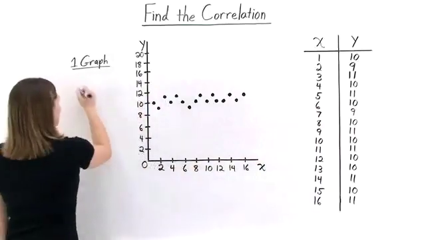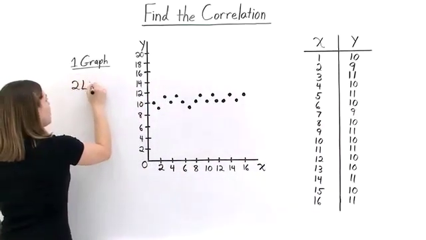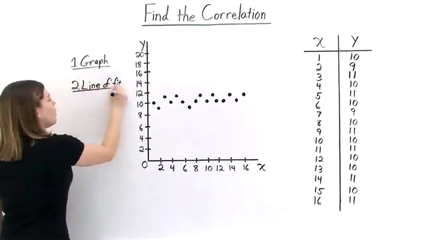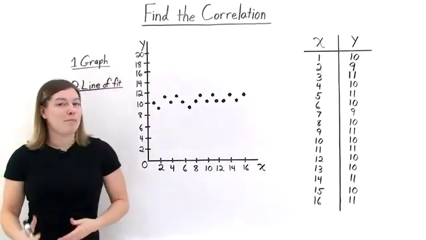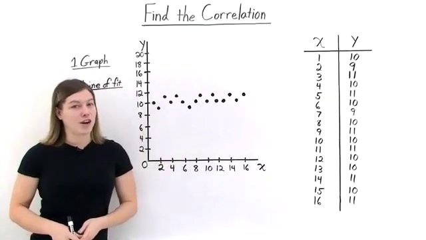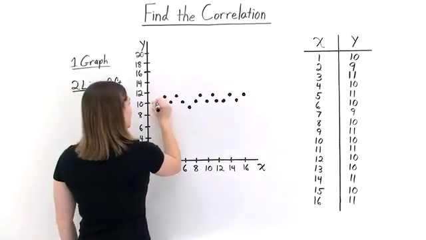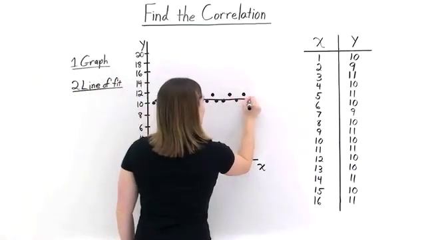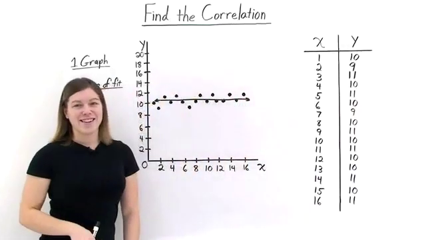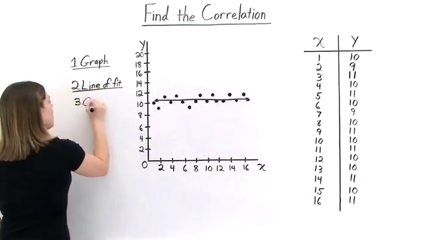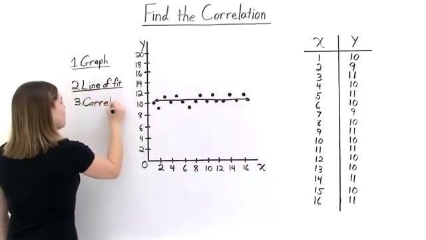Once you have a scatter plot, the next thing you want to do is find a line of fit for that data. So we want to find the line that best represents our data on our scatter plot. The line of fit for our data looks like this. Great. Now that we have a line of fit, the third thing we want to do is determine the correlation.